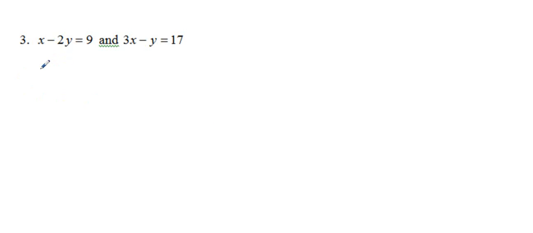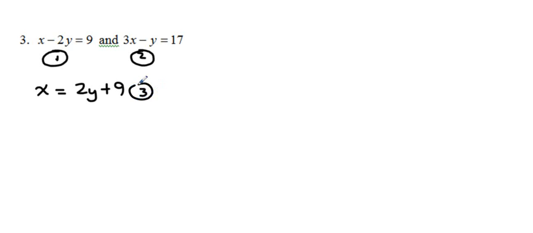Okay, so I'm going to isolate for x. So let's just name them again, 1 and 2. And I'm going to say x equals, when I move the minus 2y over, it's going to become 2y plus 9. So that's my new number 1, right? We'll call that number 3 because we rearranged it.